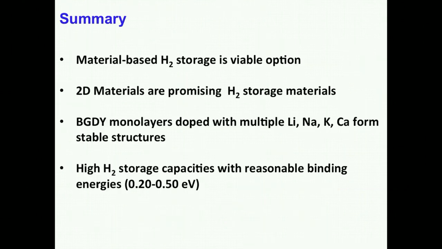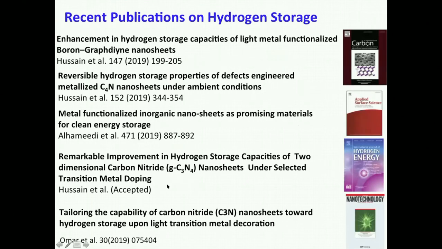So to summarize, material-based hydrogen storage is a viable option. And when we talk about material-based, 2D materials are promising hydrogen storage materials. And in 2D materials, boron graphite monolayers doped with light metals are efficient hydrogen storage materials because they can store a lot of hydrogen with appropriate binding energies. So this is the first section of my talk.